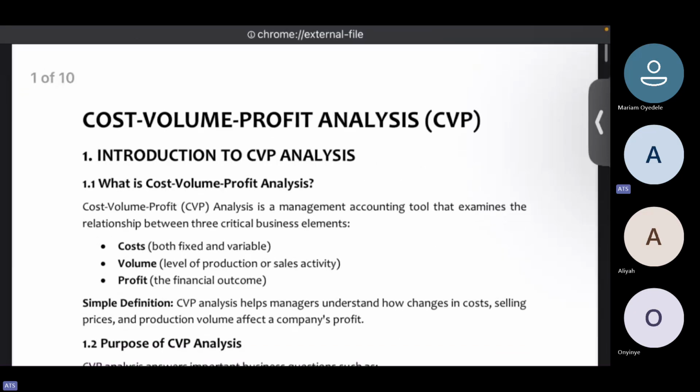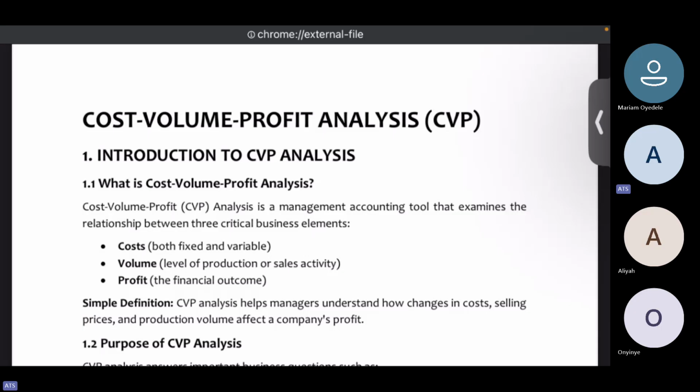First, let me just pick your brains a little bit or see where you are with this topic. Have you ever heard of the concept of cost volume profit analysis? Maybe you've done an internship and you've heard about it, or maybe a topic in school. Do you have any idea what it is? No. Anyone? Okay. All right. So let's just go straight into it.